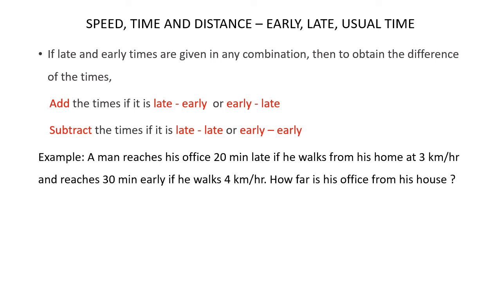Supposing in the first instance late time was given and in the second instance also late time was given, then to obtain the difference of the times, since it is late time and late time, you have to subtract the times. So 30 minus 20 to obtain the difference of the times.